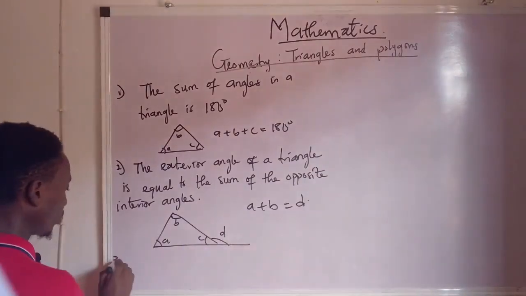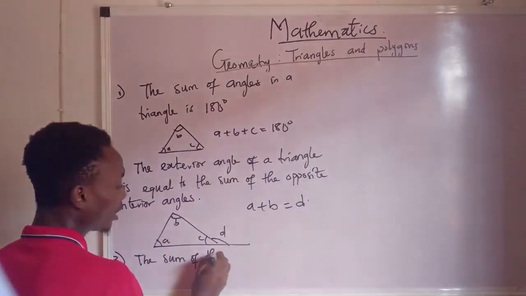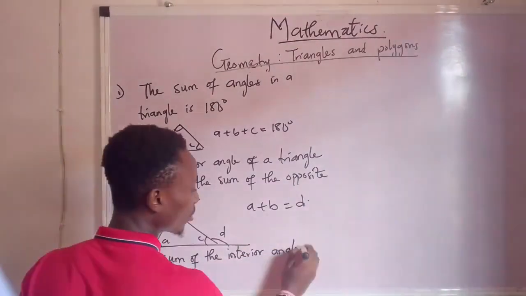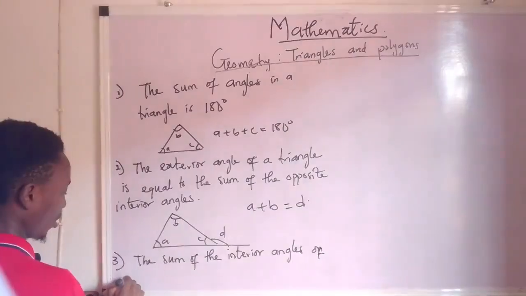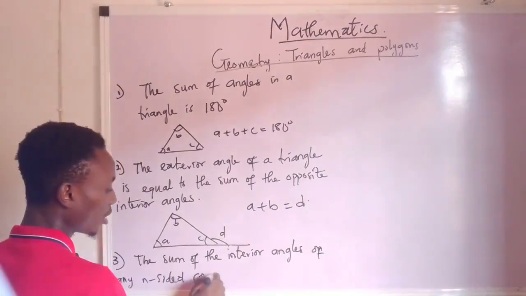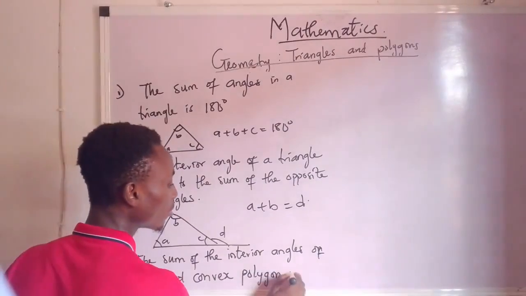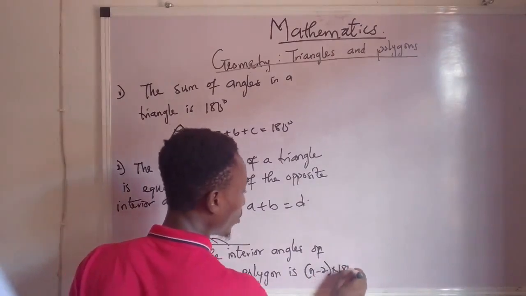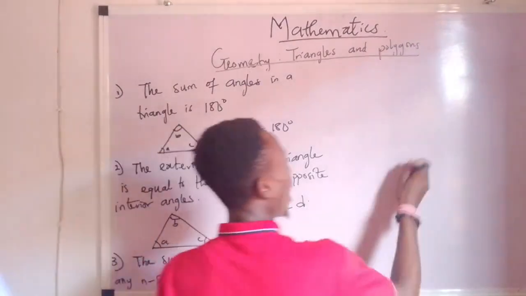Now the third one: the sum of the interior angles of any n-sided convex polygon is n minus 2 times 180 degrees. When we say convex, I mean this.